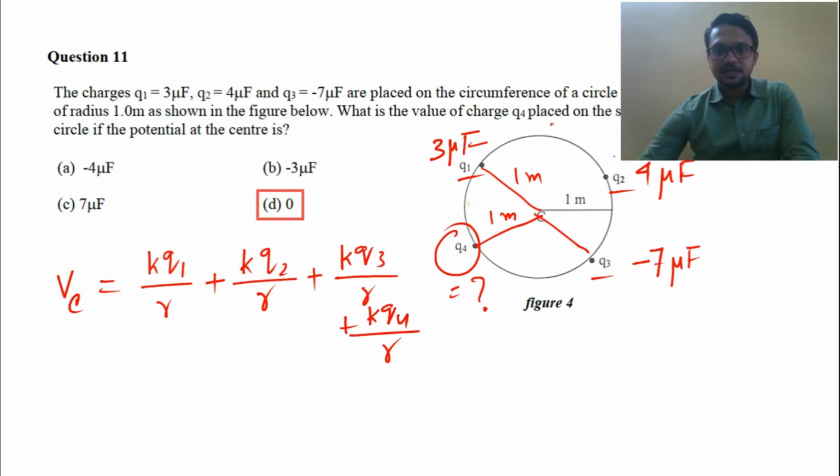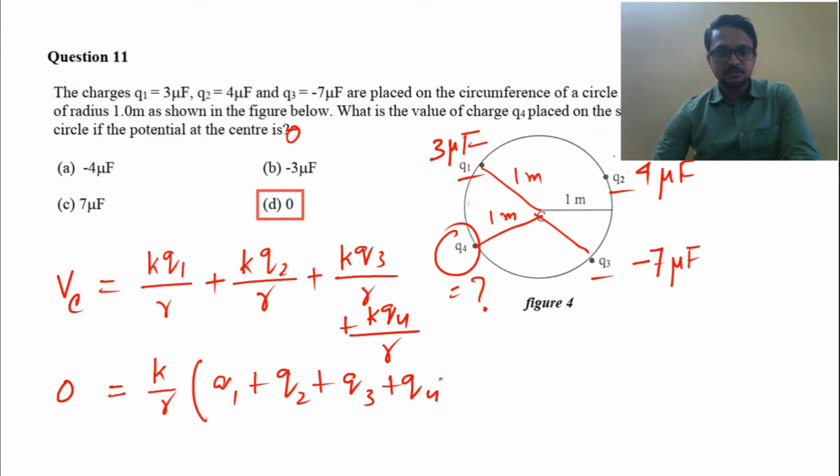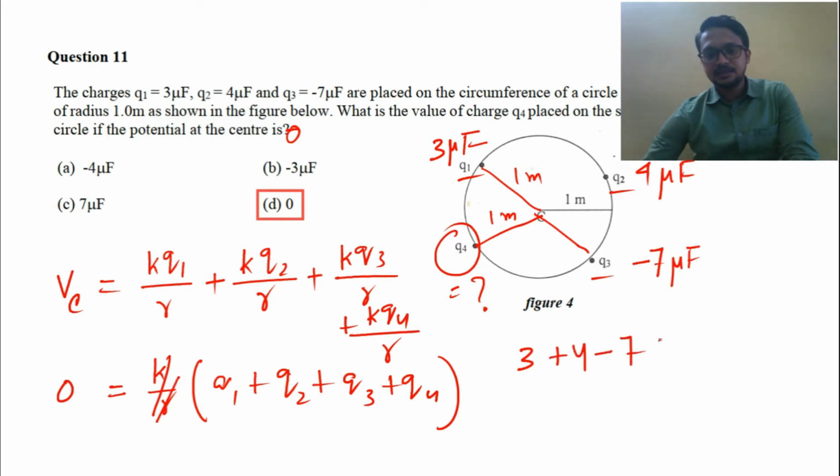So the left side is 0. On the right side, if we take K by R common, it is Q1 plus Q2 plus Q3 plus Q4. K by R will go to the left side, which is 0, so the sum of the four charges should be 0. So 3 plus 4 minus 7 plus Q4 equal to 0. 3 plus 4, 7 cancels out, so this is 0. So Q4 will be 0.